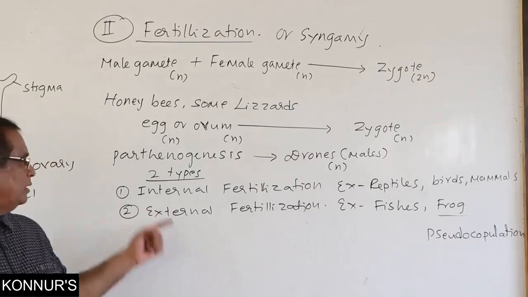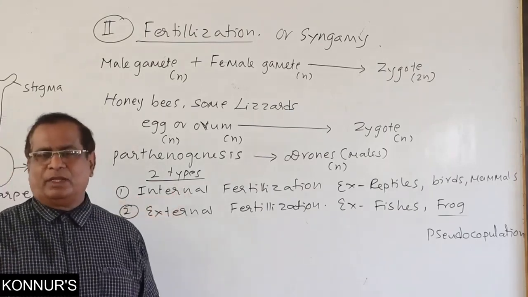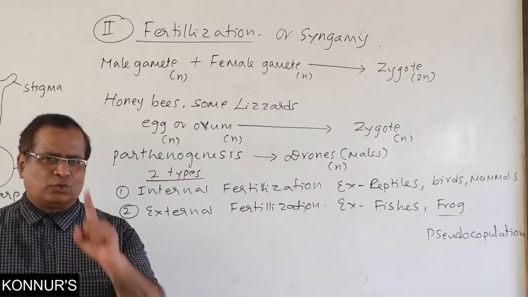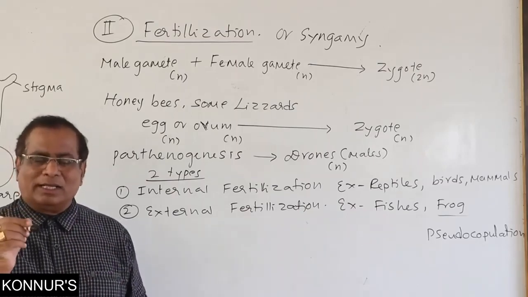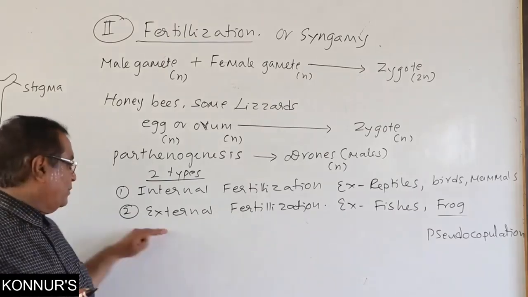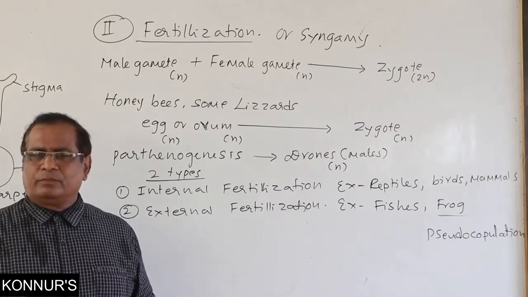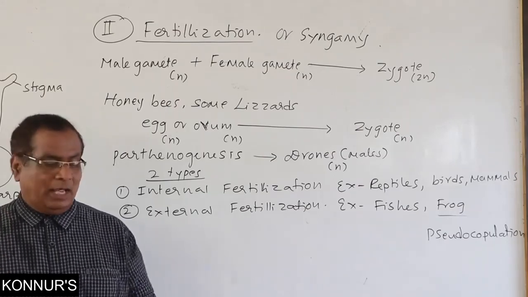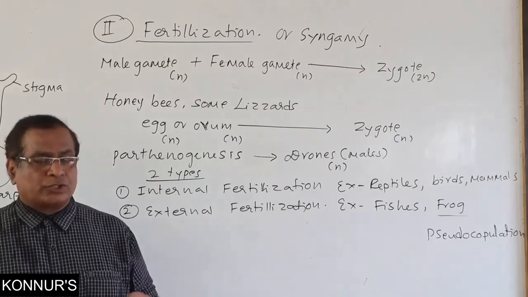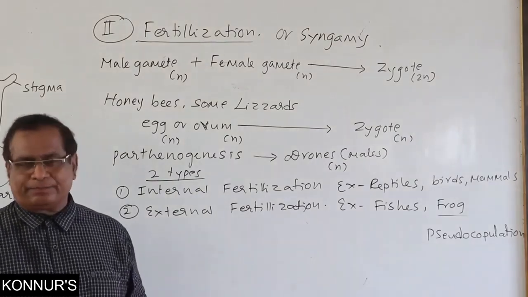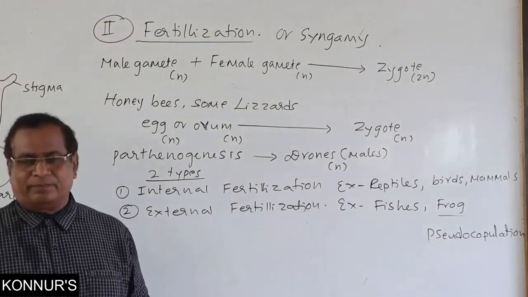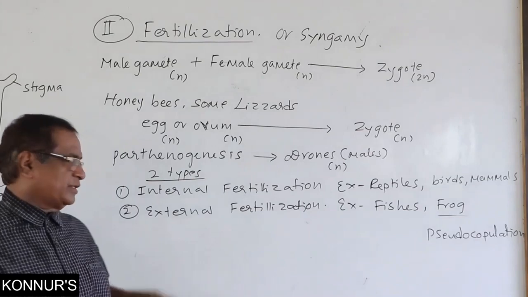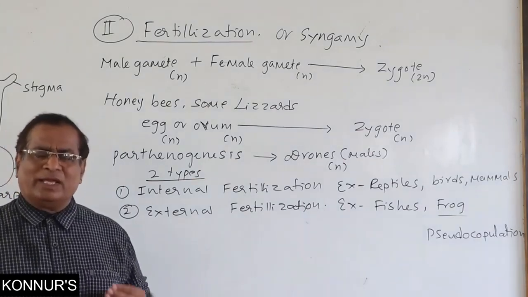Third one, in internal fertilization, the production of the female gamete is just one at a time. Only one egg will be released. But in external fertilization, there is a production of a large number of eggs. As it is external fertilization, most of the eggs won't get contact with the sperms. That's why in internal fertilization just one egg is produced, and in external fertilization, a large number of eggs are produced.